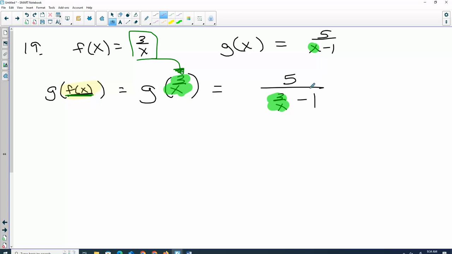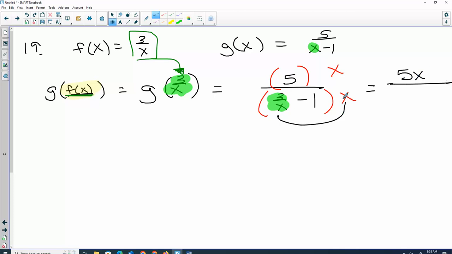Why can I not leave this as my final answer? It's a fraction and a fraction. So our strategy is to multiply top and bottom by the denominator, which is just X. This is one place where I'm seeing mistakes. 5 times X is 5X. On the bottom, you have to distribute. 3 divided by X times X would give us 3. But you have to take it to the 1 as well. Minus 1 times X is X. So that's my composition.